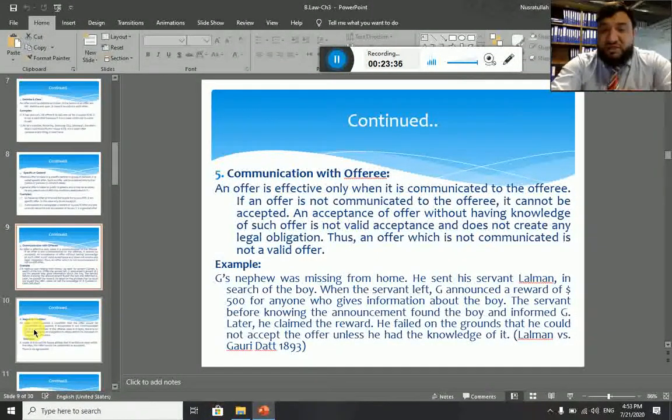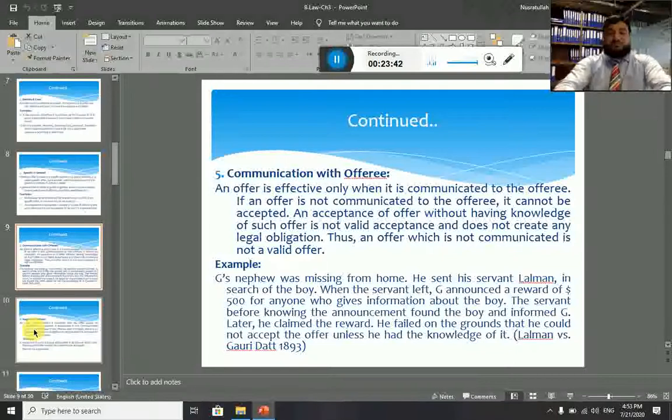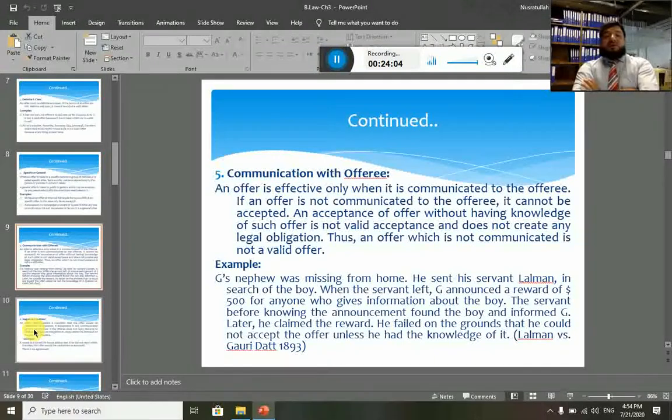He failed on the grounds that he could not accept the offer unless he had knowledge of it. The same is the case, for example, if someone loses his documents and you find them, right? You return them to him. You did not know that that person had announced a reward. You return them, and later you come to know that this person announced a reward, and then you go back and claim the reward. You cannot do that, because you found the documents without knowing about his reward announcement, right? Therefore, the offer was not communicated to you, so you cannot accept it, right?